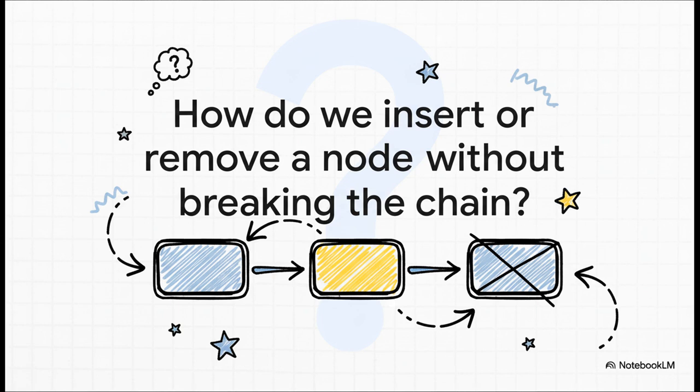And that leaves us with a final question to think about. We know how to build a list and how to walk along it. But the real magic comes next. How do you carefully rewire those pointers to insert a new node in the middle or pluck one out without breaking the entire chain? That is the next step to becoming a master of this amazing data structure.